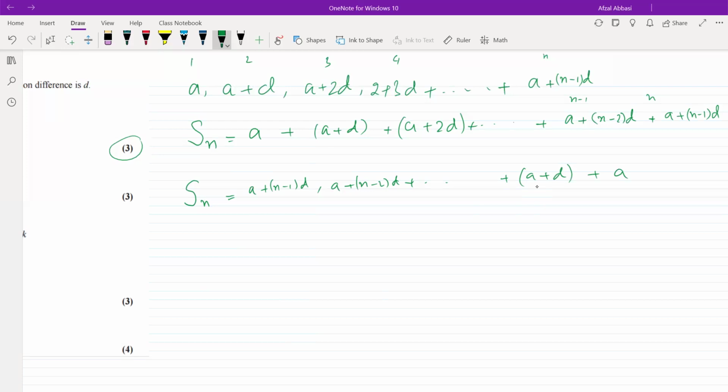So if you add them, you get the same result, Sn, Sn. Now we are going to add these two equations. So if we add Sn plus Sn, we get 2Sn.